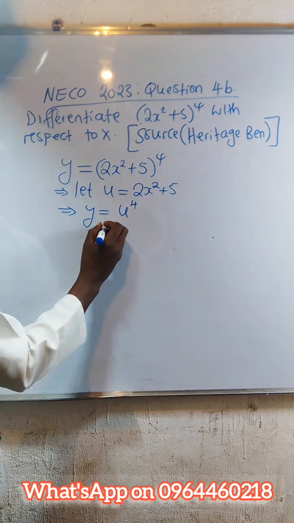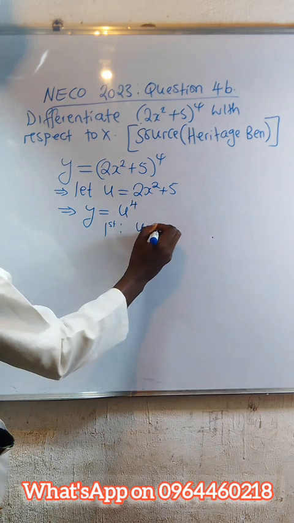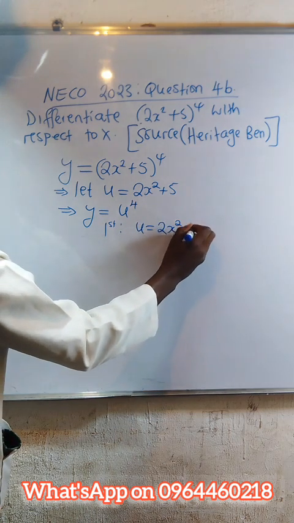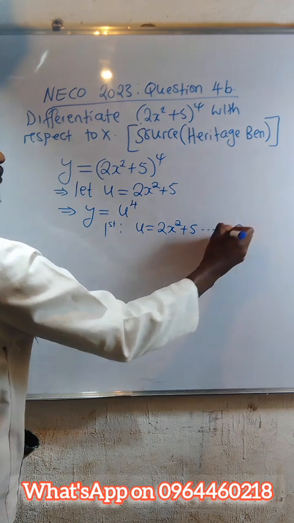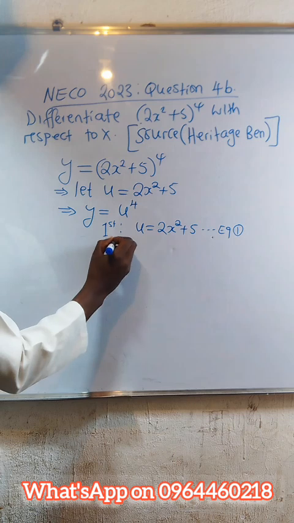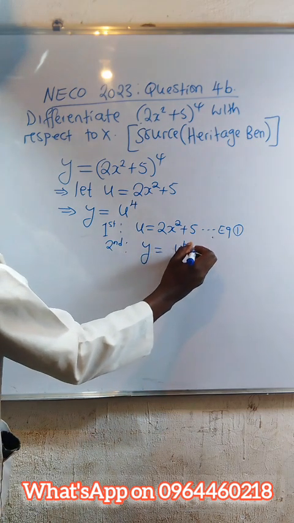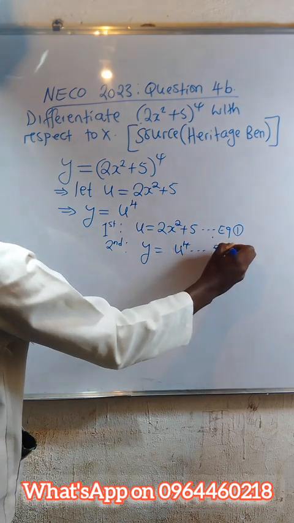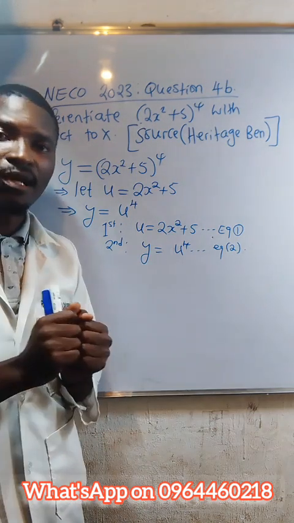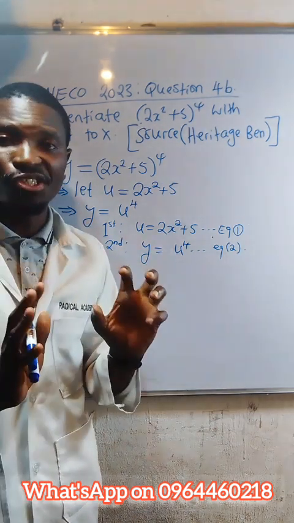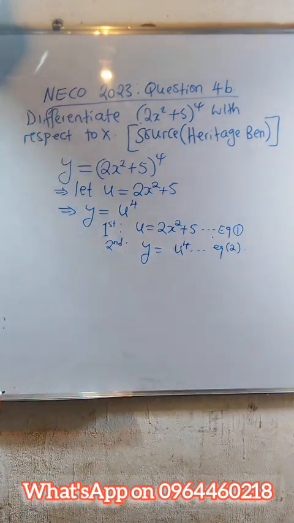So in principle we have two equations. Our first equation is u = 2x^2 + 5, which is equation 1. The second one is y = u^4. Now that we have this, we can begin to differentiate each of the equations we have come up with.